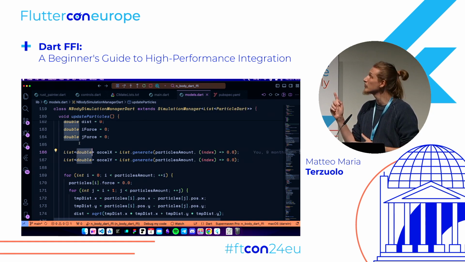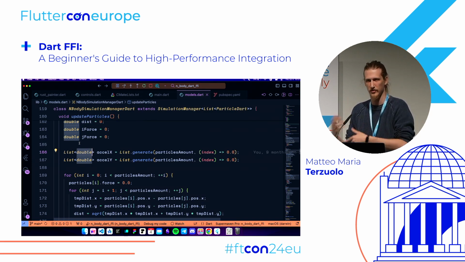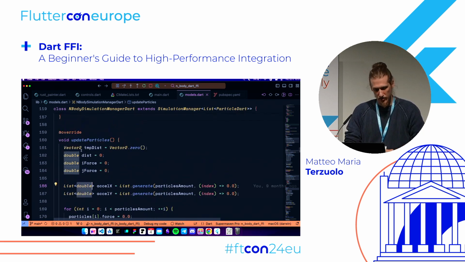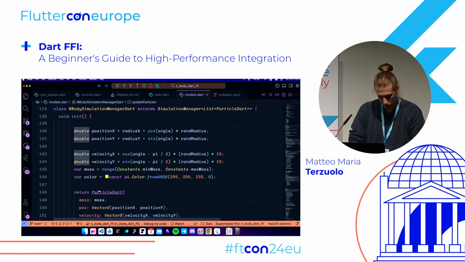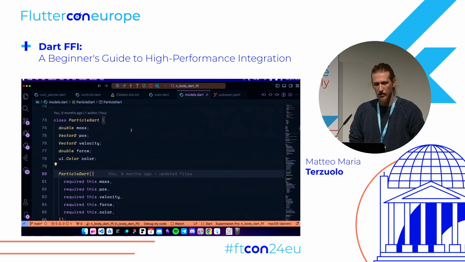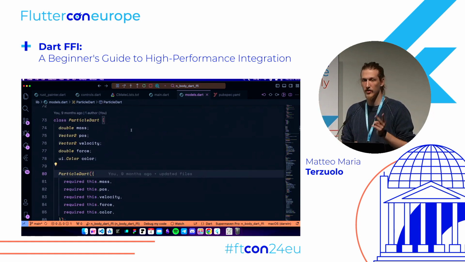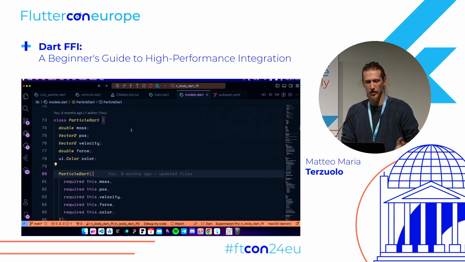I have in my presentation 3,000 particles. So it's going to be 2 for loops for 3,000 particles every time. And as you can see, my particle here, I have a double for the mass, 2 vector2, 1 for position and 1 for the velocity, and then a color for the painting part.